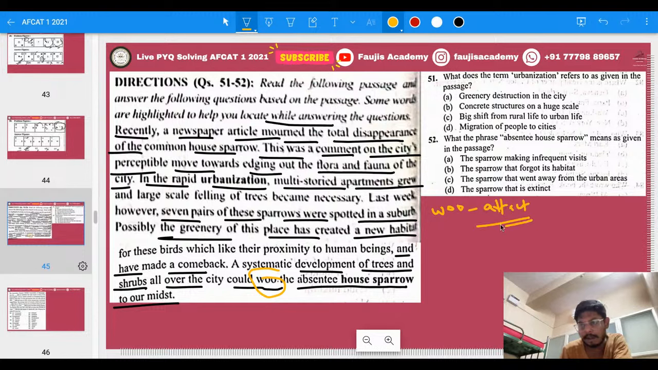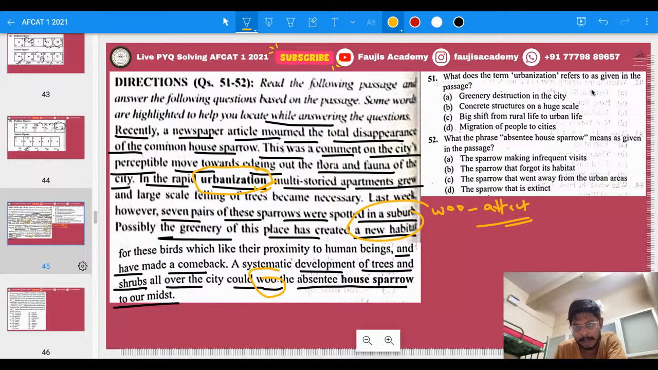Okay. We are talking about the sparrow and how urbanization has taken a toll on its population. We have talked about the creation of habitat and all that, and we are thinking that possibly it can make some comeback, right? So over here, what does the term urbanization refer to?